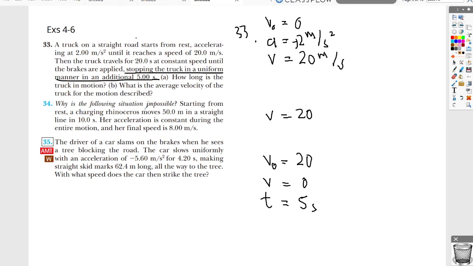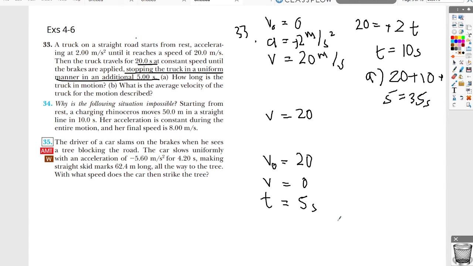The truck, how long was the truck in motion? The truck was in motion for, well, we have to find our times. What's the time that it took to do this? We could use our first equation, because our first equation has v naught, v, a, and time. So v equals v naught plus a times t. So time will be 10 seconds, the problem says 20 seconds, and it takes 5 seconds. So the total would be 35 seconds. 20 plus 10 plus 5 is 35.